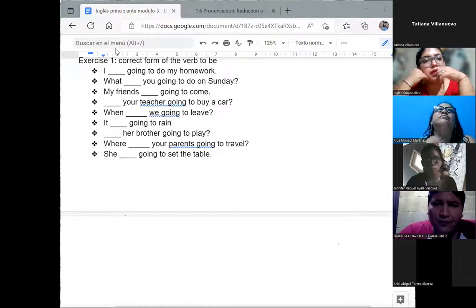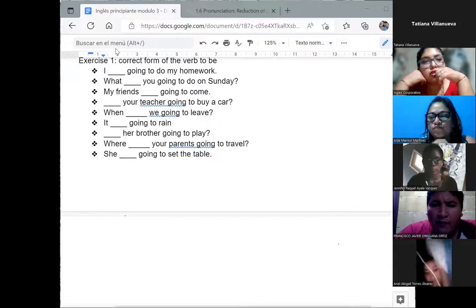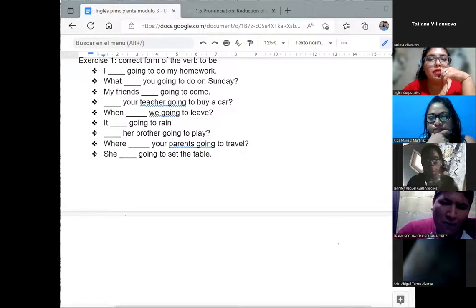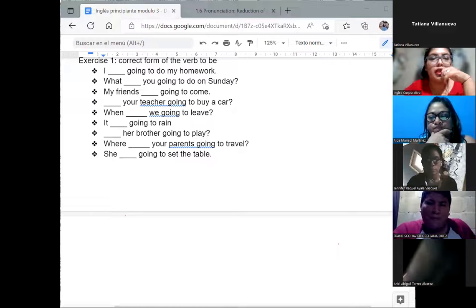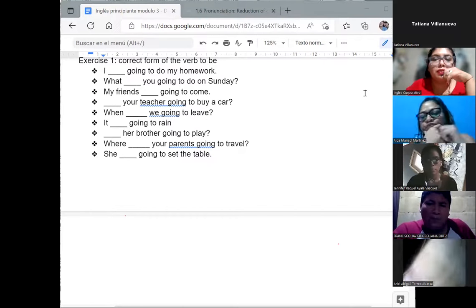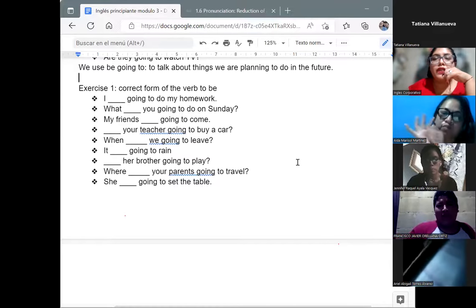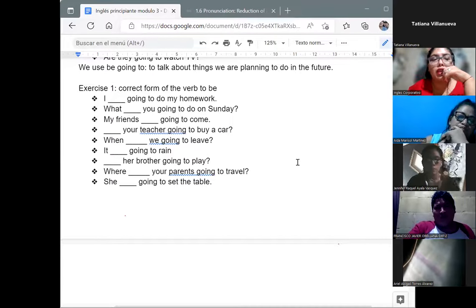I know that some of you have the answers already because I have the answers on the chat. I have one of you that has finished the exercise already. So, let's see. Vamos a ver una por una y ver cuál es la respuesta correcta. In the first one, I going to do my homework. What is the correct form of the verb to be? ¿Cuál es la forma correcta del verbo to be en la primera?